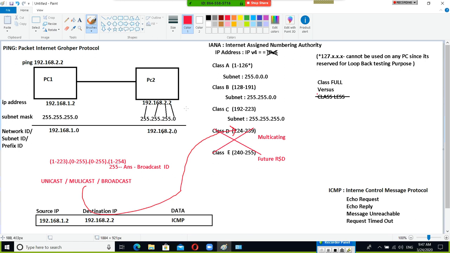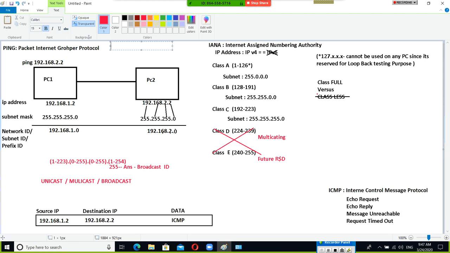Okay. Broadcast. Don't think this is broadcast. Broadcast is the last IP address of that specific region. So if the IP address of a specific region is 202.16.1.1, then the broadcast ID would be 202.16.1.255, and the network ID would be 202.16.1.0. The network ID and the broadcast ID cannot be used. That's the reason the last octet has 1 to 254. Did you understand?